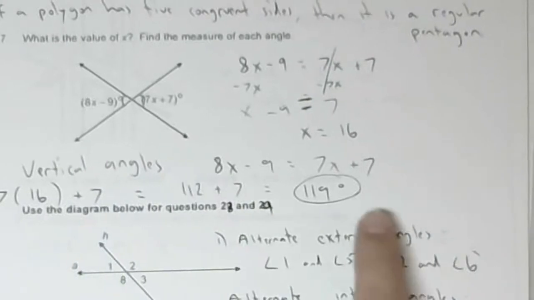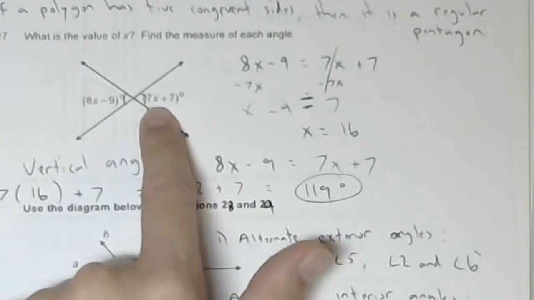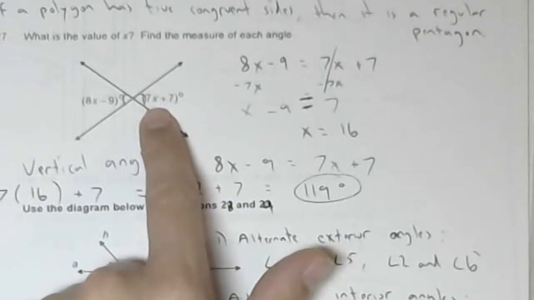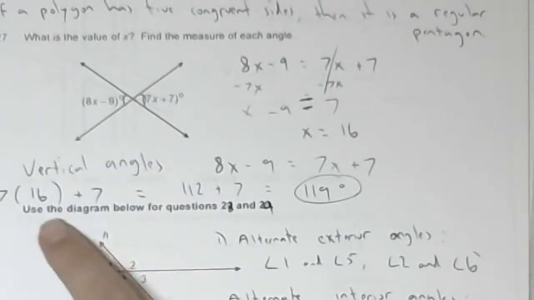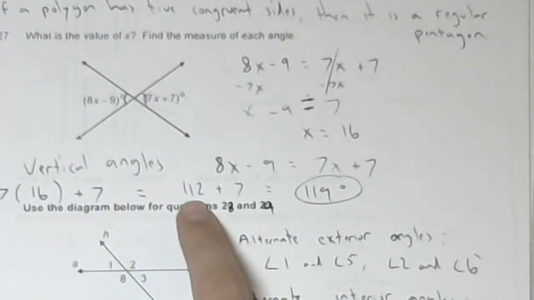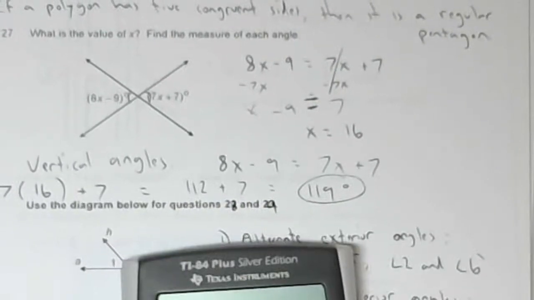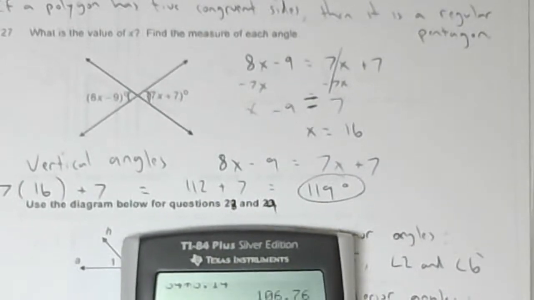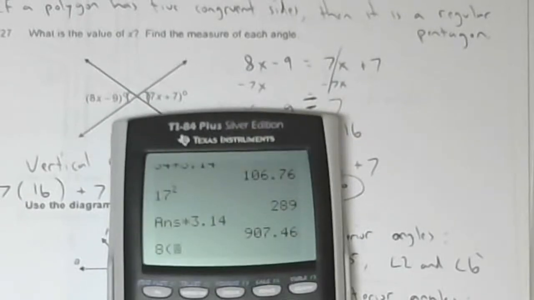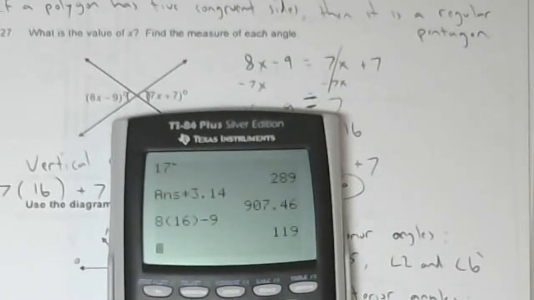Now the angles are equal. So what I do is I put 16 in for x for either of these two, but not both. What I mean is I don't try and combine them. So if I do this angle, 7 times 16 plus 7, 112 plus 7, or 119. Or, to check, you could do the other, 8 times 16 minus 9, is also 119.